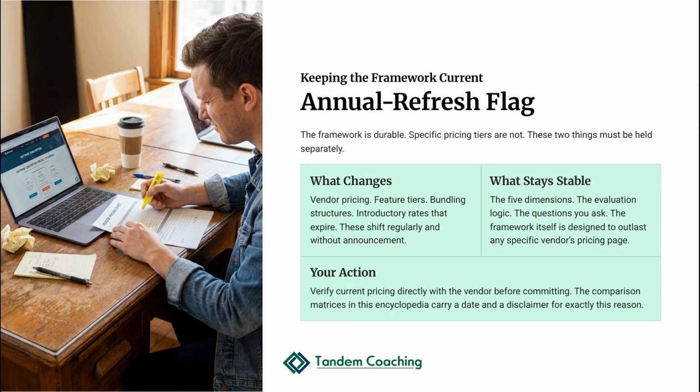Pricing in this reference is dated the day it ships. Vendors raise prices, change tier structure, kill free plans, and rebundle features at least once a year. The 5-dimension framework is durable. The dollar figures and the tier names are not. Before you commit to anything, open the vendor's current pricing page in another tab. The comparison matrices in the resources folder carry refresh dates for the same reason. Verify. Don't trust what's printed.